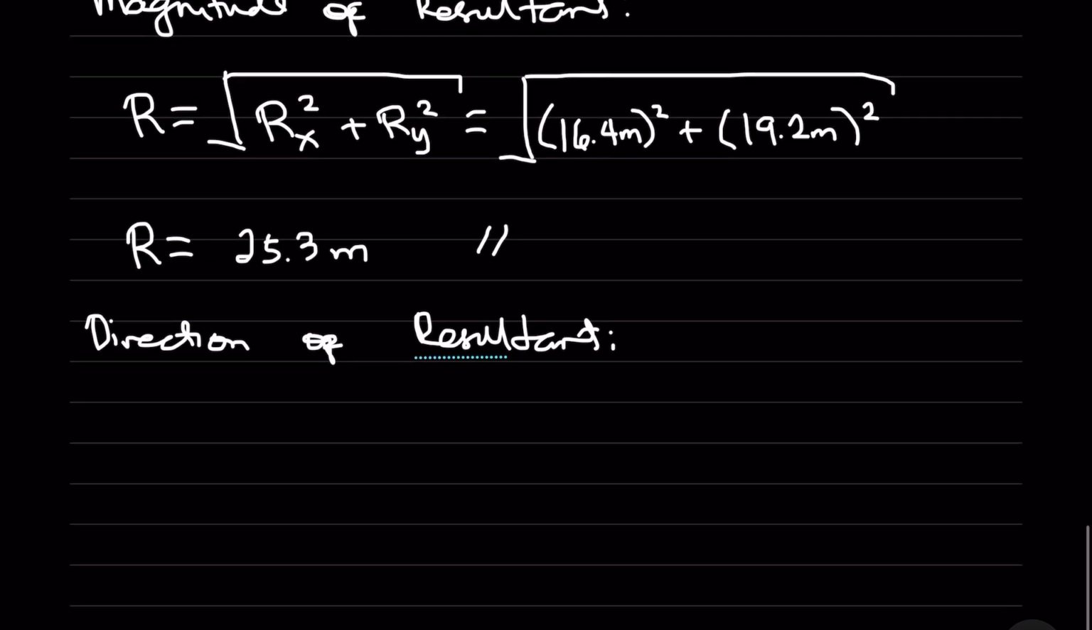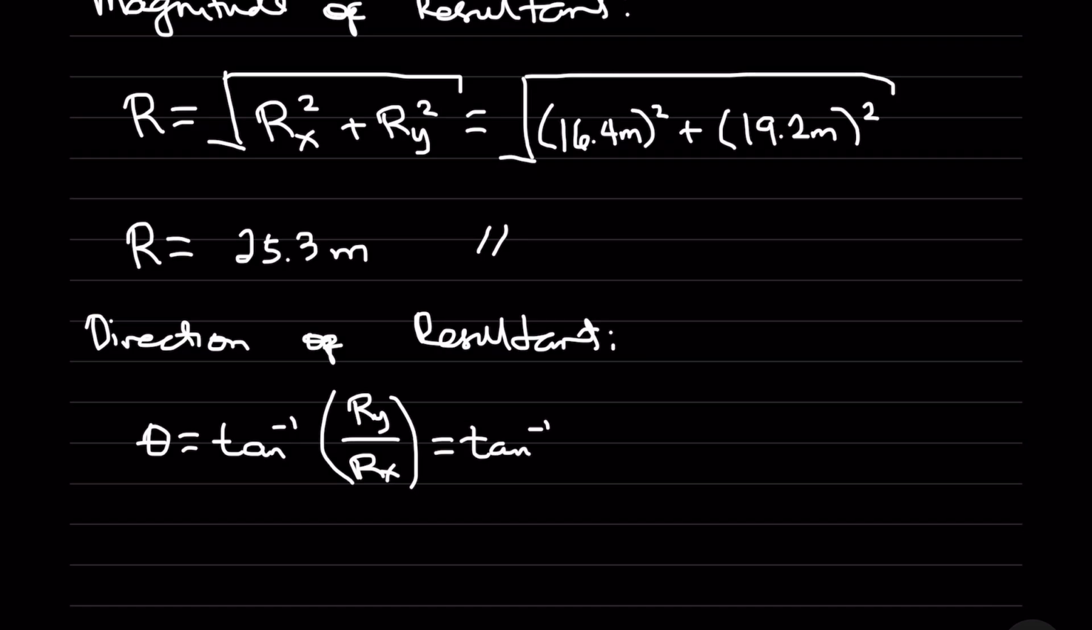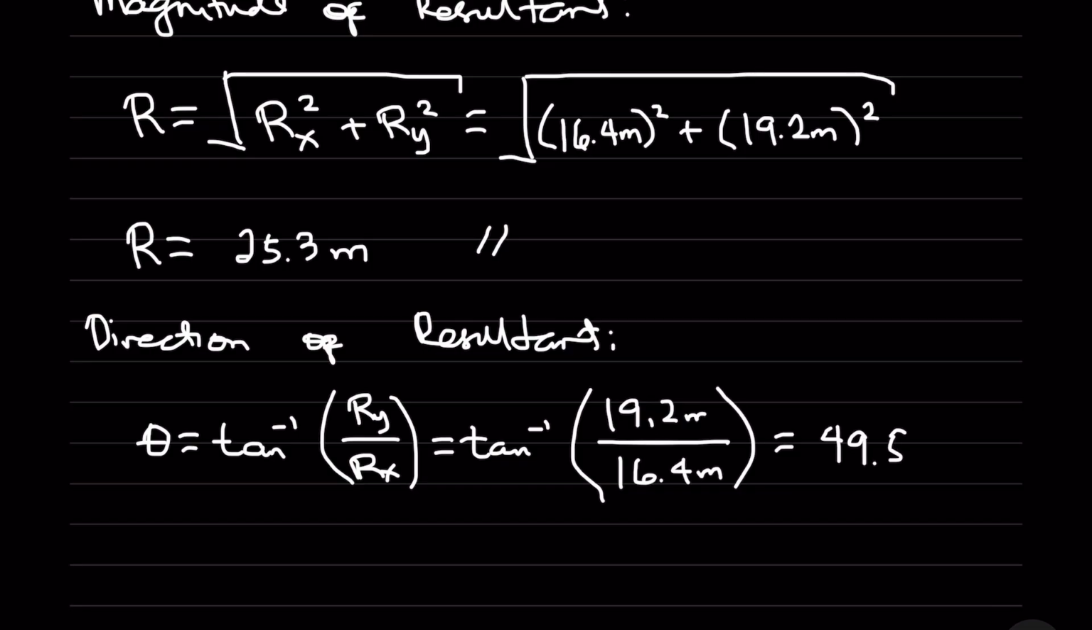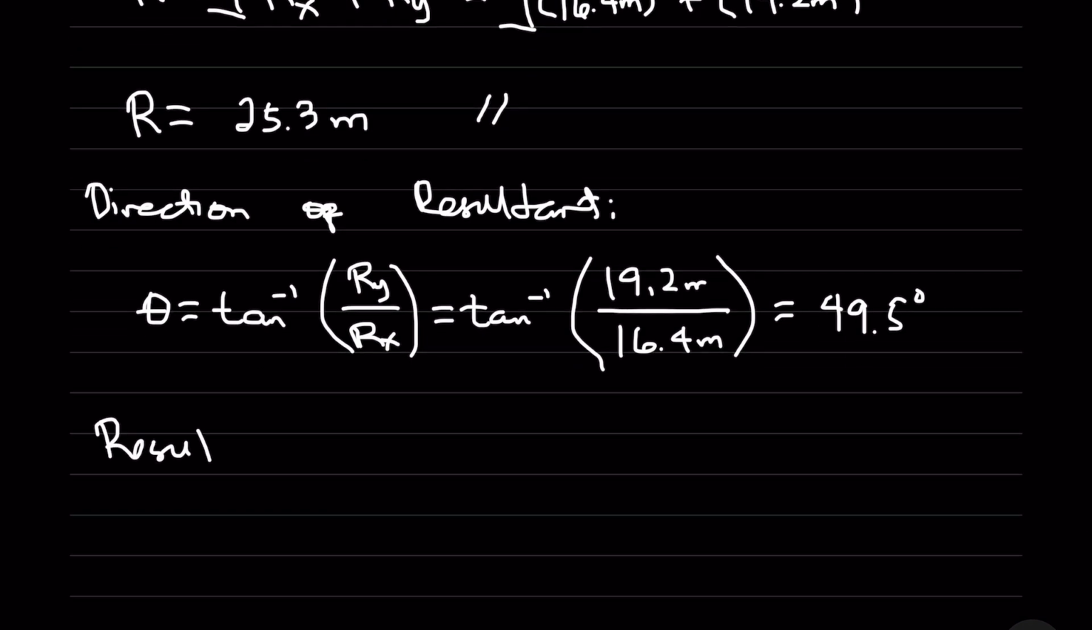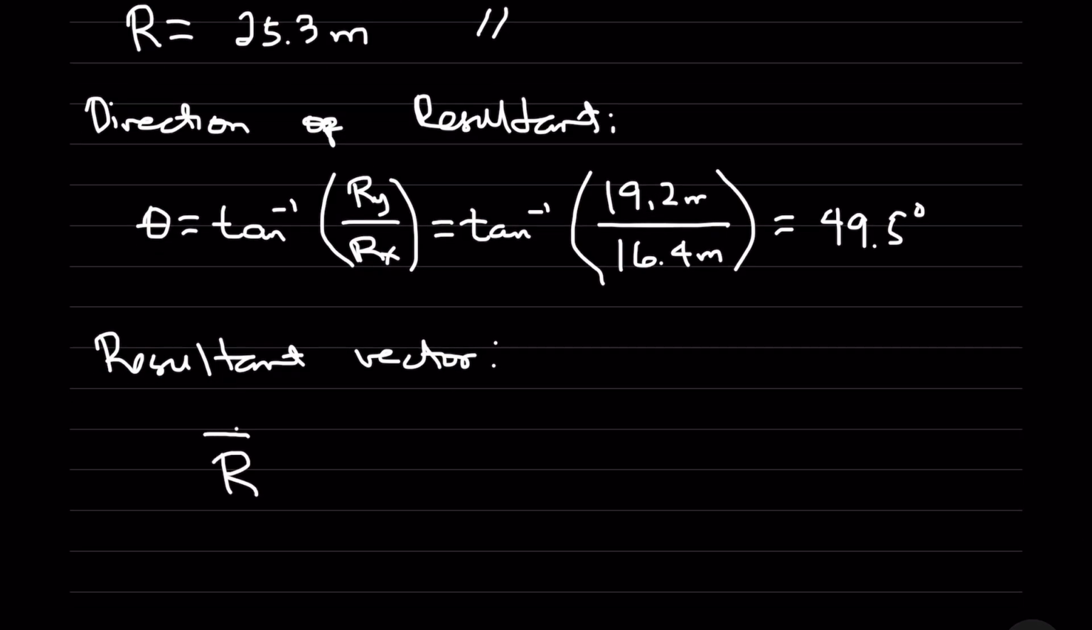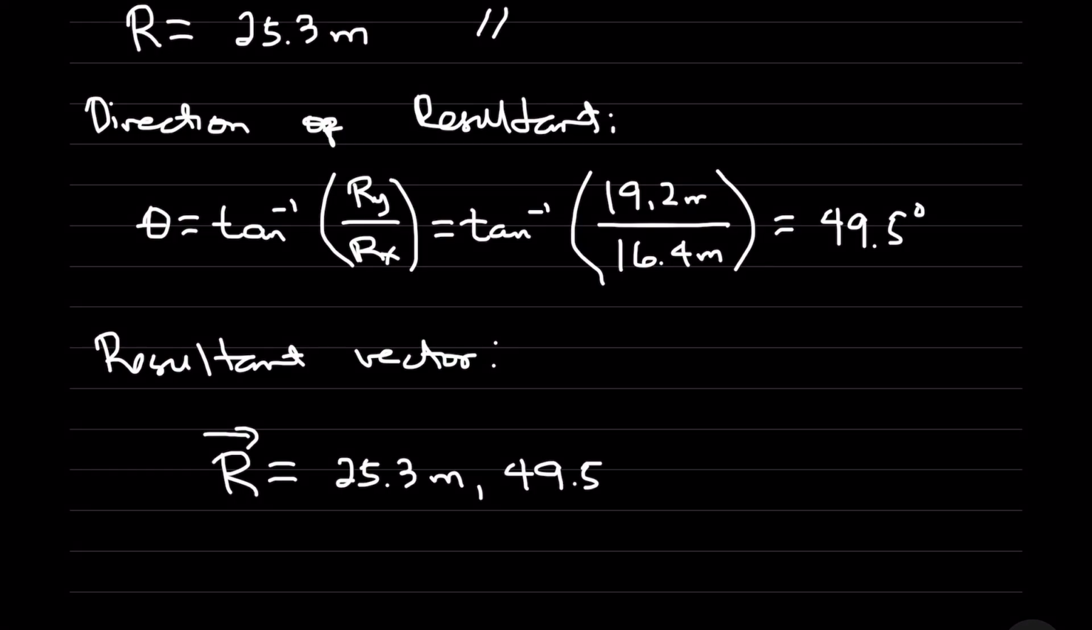What about the direction? For the direction of the resultant, we take note that tangent of theta is equal to the y component over the x component. Substituting the values, you will find that theta is equal to 49.5 degrees. So now we have the magnitude and the direction of the resultant vector. So we can write the final answer like this: vector R with an arrow on top, again to denote that it is a vector quantity, is equal to that value.